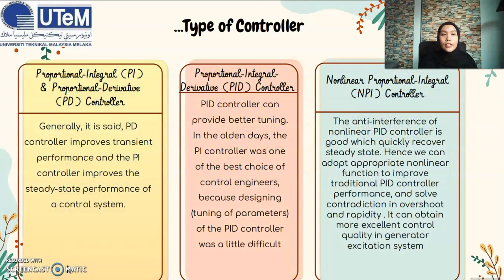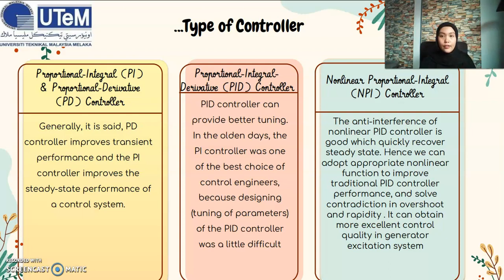Then proportional integral and proportional derivative controllers. Generally, it is said that the PD controller improves transient performance and the PI controller improves the steady-state performance of a control system. Proportional integral derivative controller, PID, can provide better tuning. In the olden days, the PI controller was one of the best choices of control engineers because designing and tuning the parameters of the PID controller was a little bit difficult.